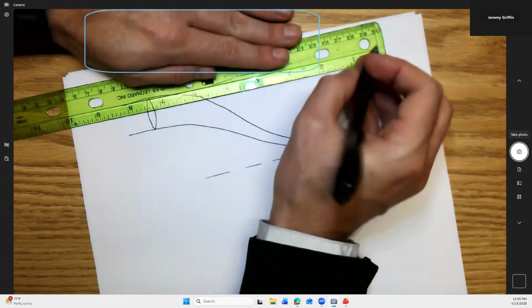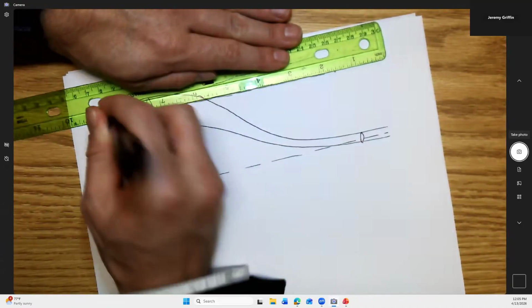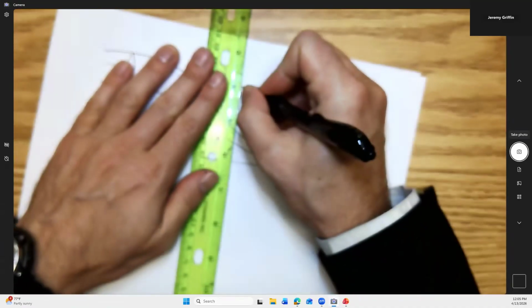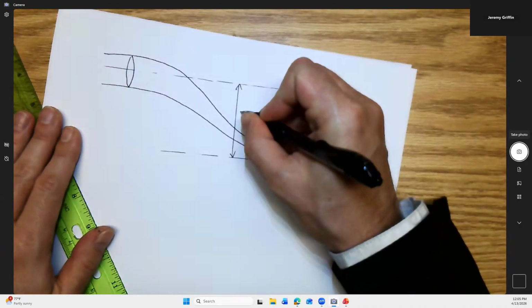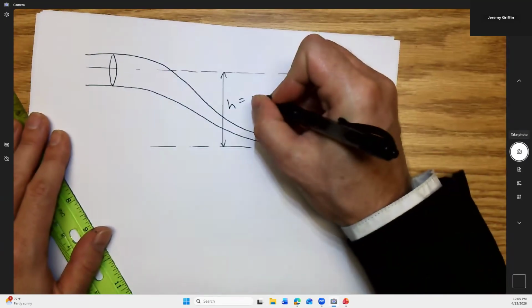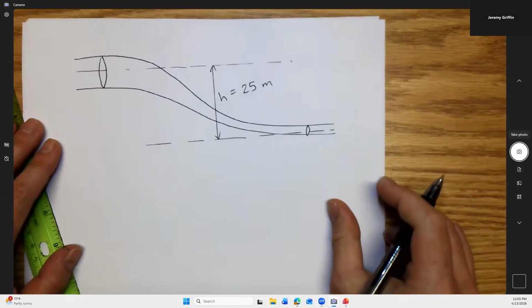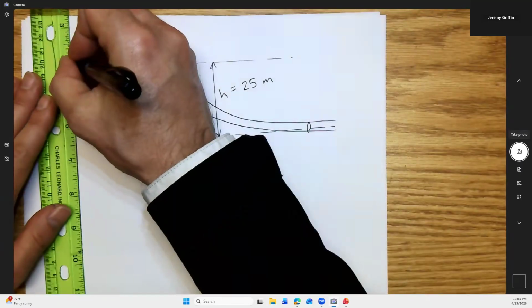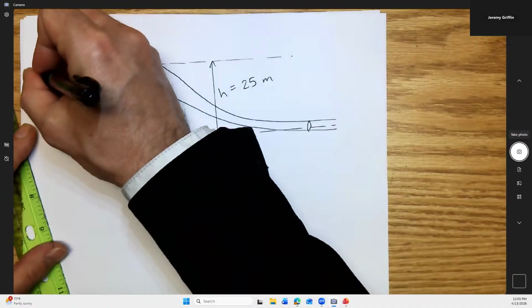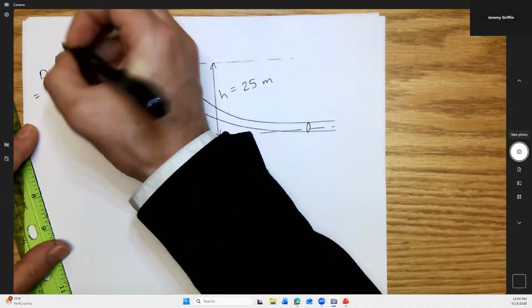So from here, we'll go from the center of the pipe, about like that. You're gonna end up being more comfortable. Let's call this height change. How about 25 meters, like a multi-story building. Let's have this initial diameter be 3 meters.